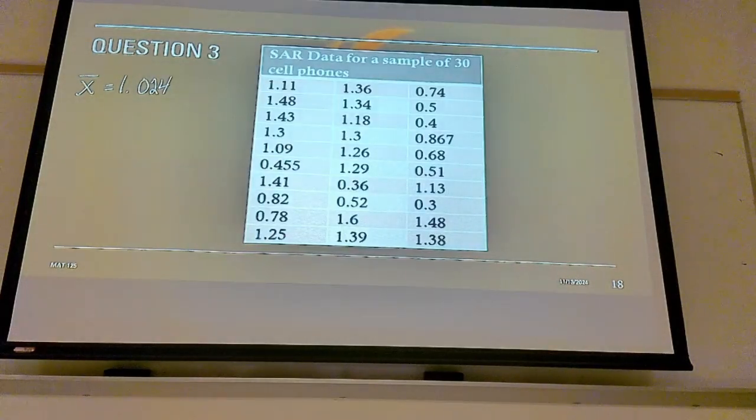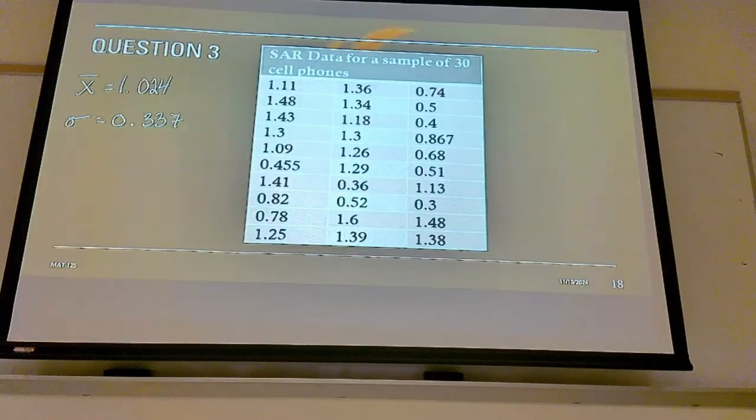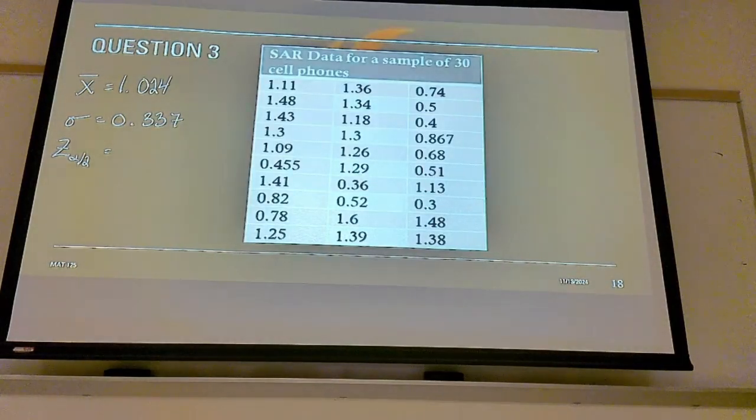I'm going to rewrite what they told us sigma was. And we want a 98% confidence interval. What does that give us for a critical value? 2.326. We now have everything we need.